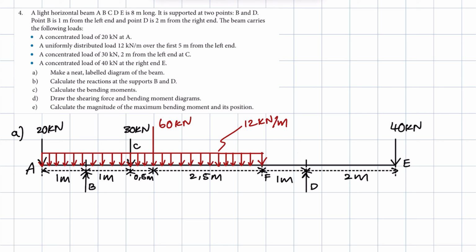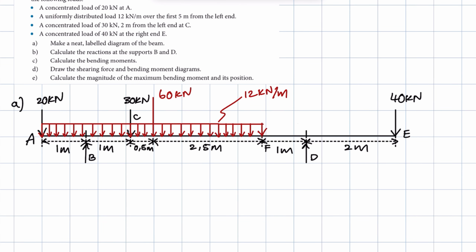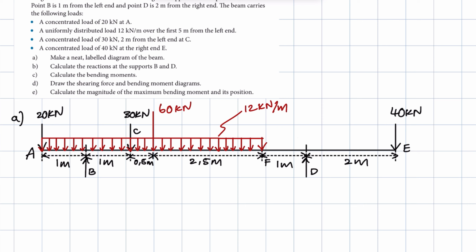Now, they said we have a UDL. The UDL is 12 kilonewtons per meter, and it spans from A to a distance of 5 meters. If you notice here, there's a point that wasn't originally mentioned. That point is point F.